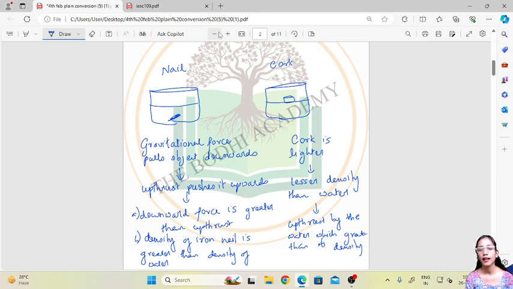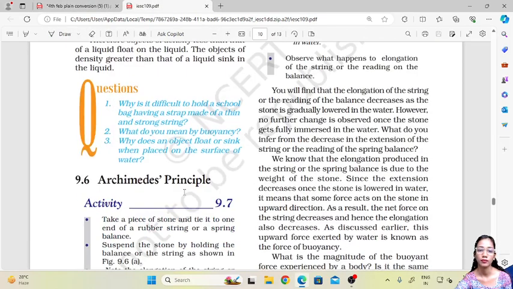And secondly, why does the cork float on water? This is because the cork is lighter, the density of the cork is less than the density of water, and the upthrust experienced by the cork from the water is greater than its weight, which makes it float on water. So this is the concept of floating and sinking.